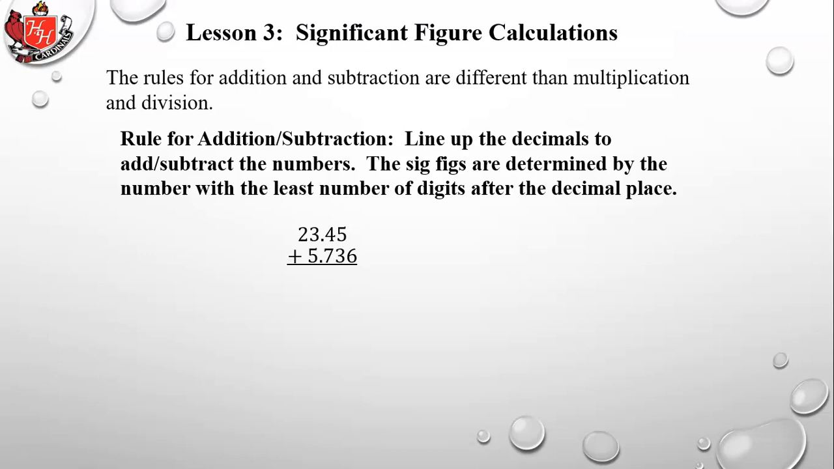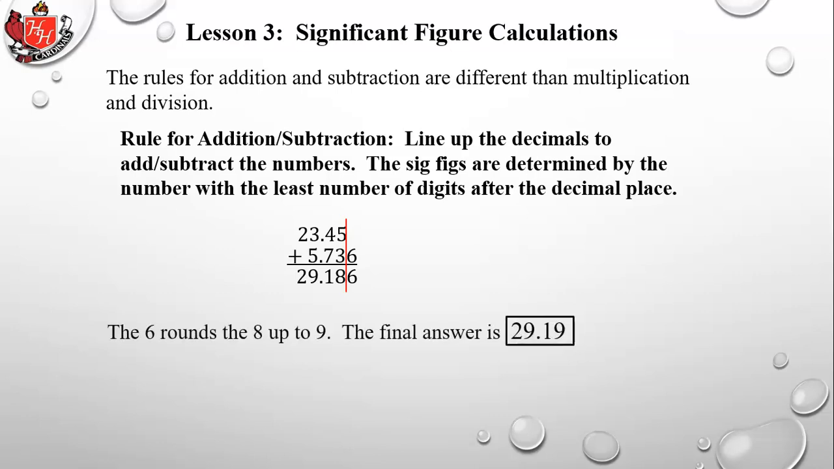That's 2 digits. So what you do is you draw a line right down alongside of that last digit in the number that has the least number of digits after the decimal, 23.45. Now you add, and you get 29.186. The only significant figures are going to be the 2, the 9, the 1, and the 8. The 6 is not going to be significant, so you use it to round the 8. So the 6 rounds the 8 up to a 9. The final answer is 29.19. So again, for addition, subtraction, the rules are not at all the same as they are for multiplication and division.